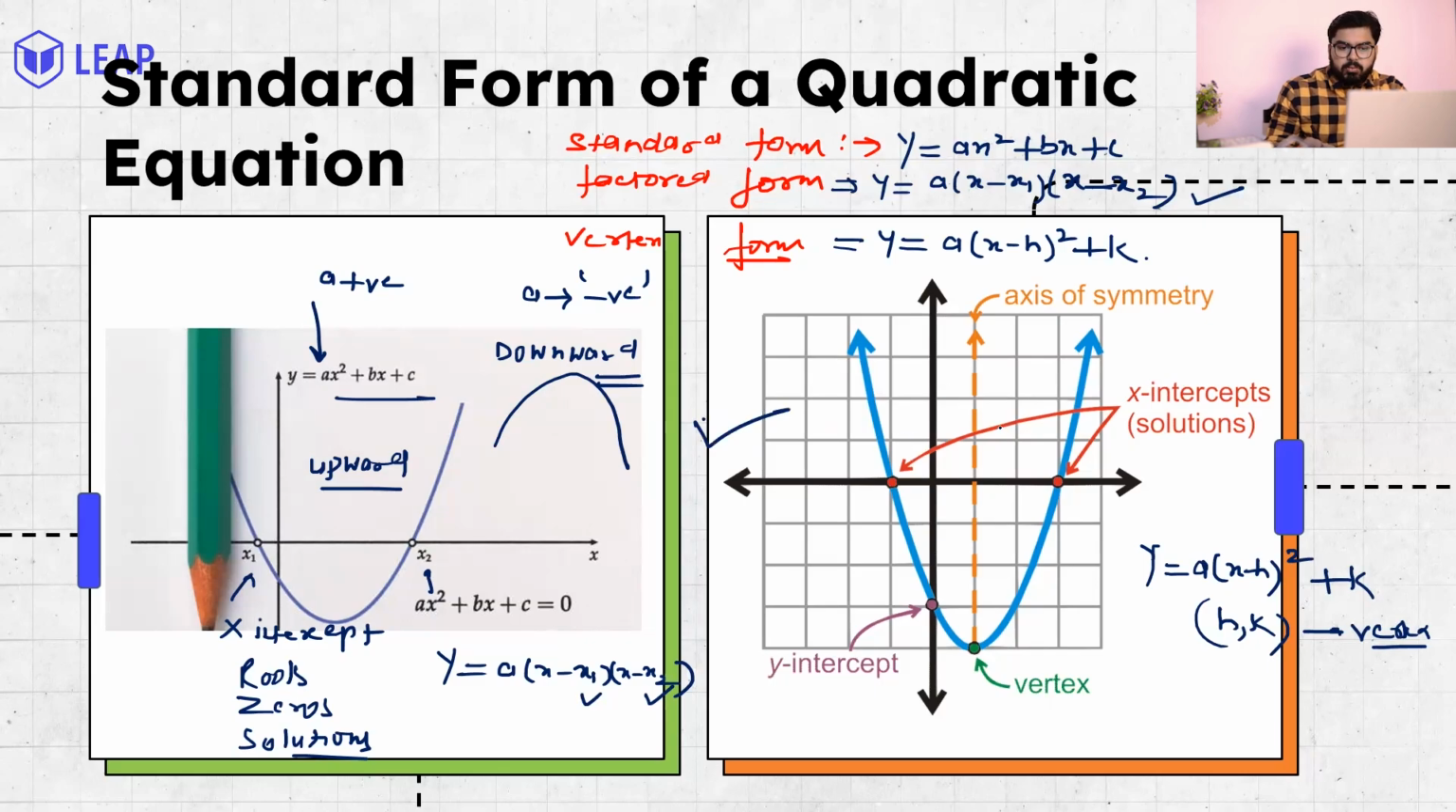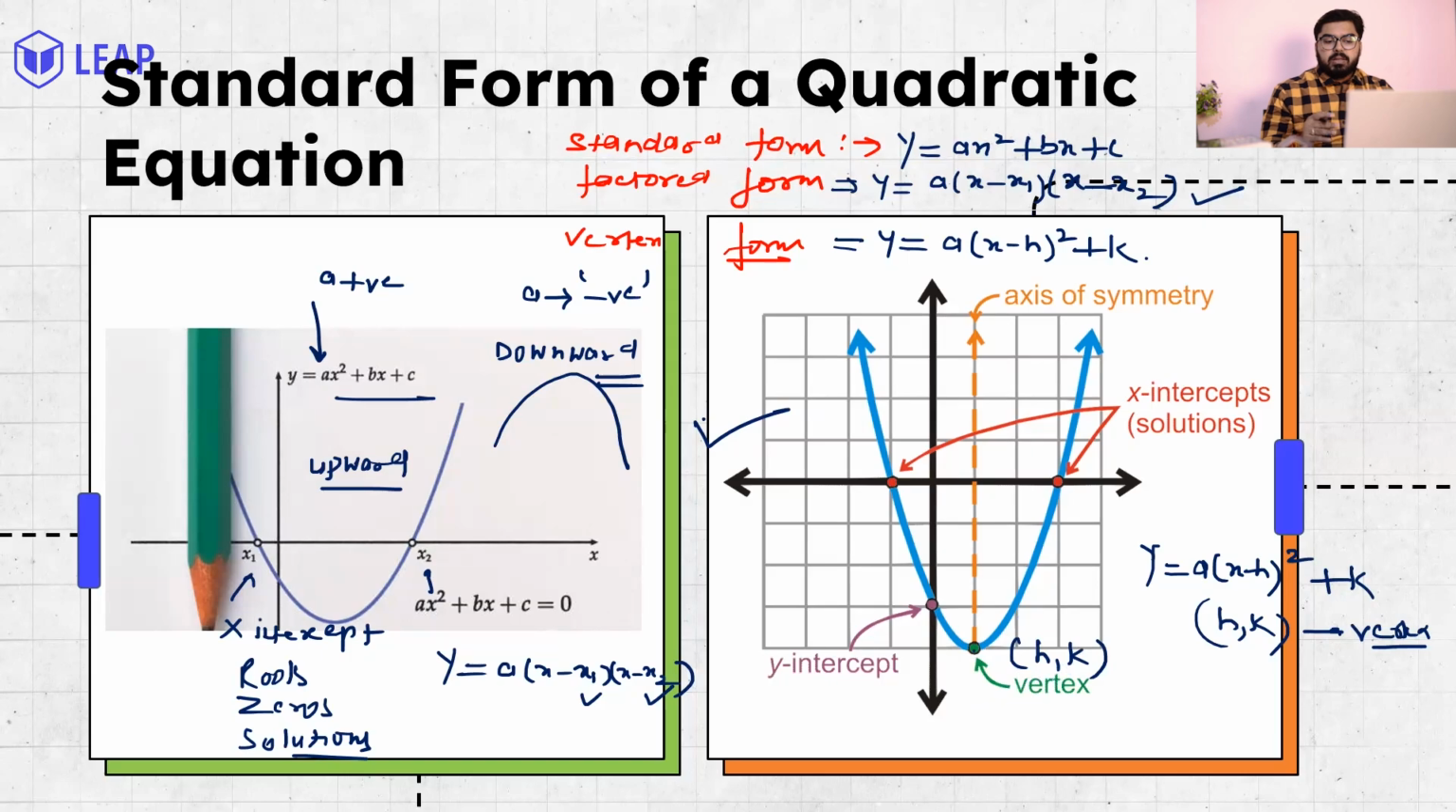It's an upward parabola. The point where the parabola takes a turn is called the vertex of the parabola, and the coordinates of this vertex are represented by h comma k. So in the vertex form, y equal to a times (x minus h) whole square plus k, h and k represent the x and y coordinates of the vertex. Remember this, right? h and k are the coordinates of the vertex. What is the vertex? The point where the parabola takes a turn.